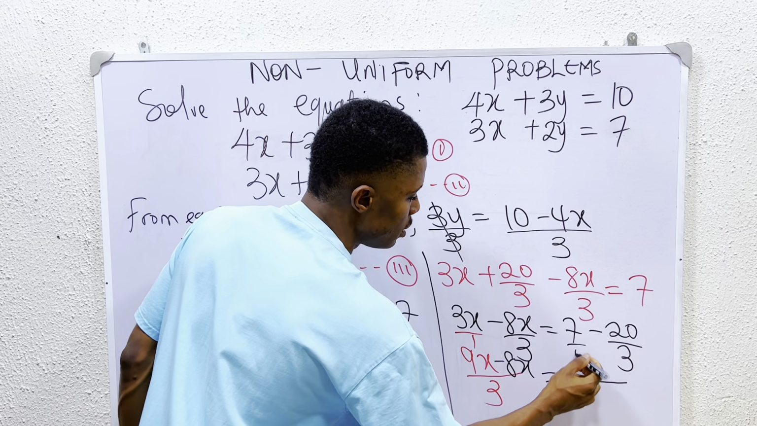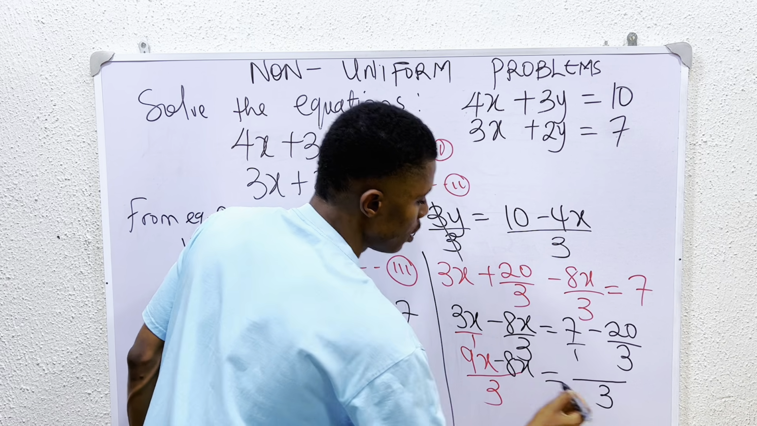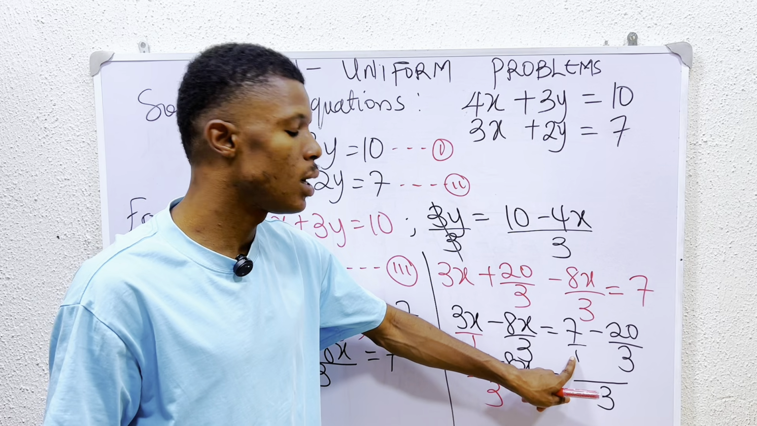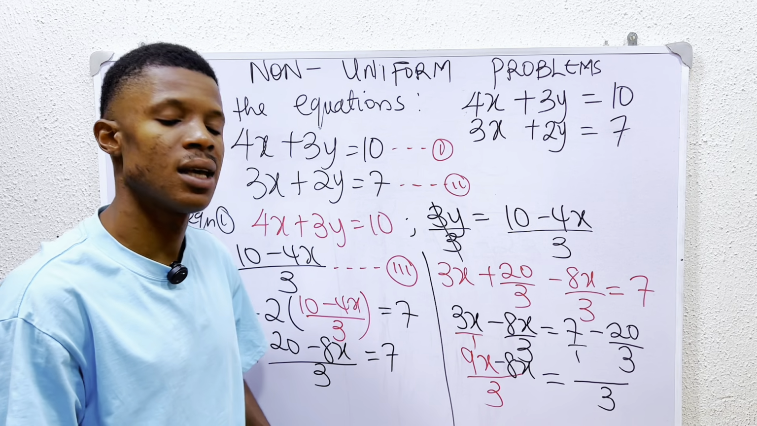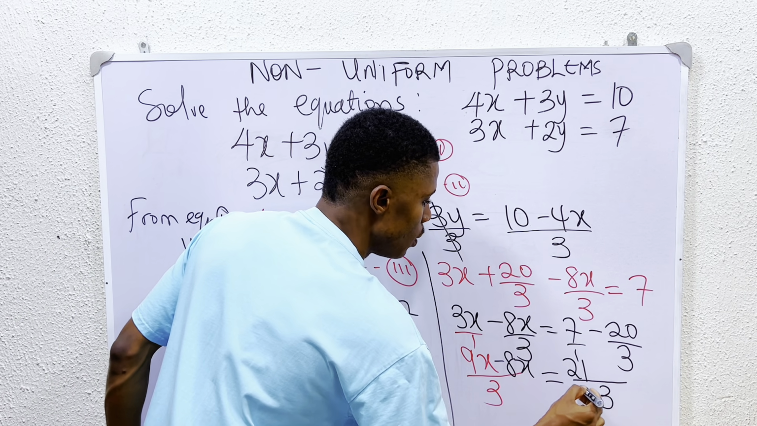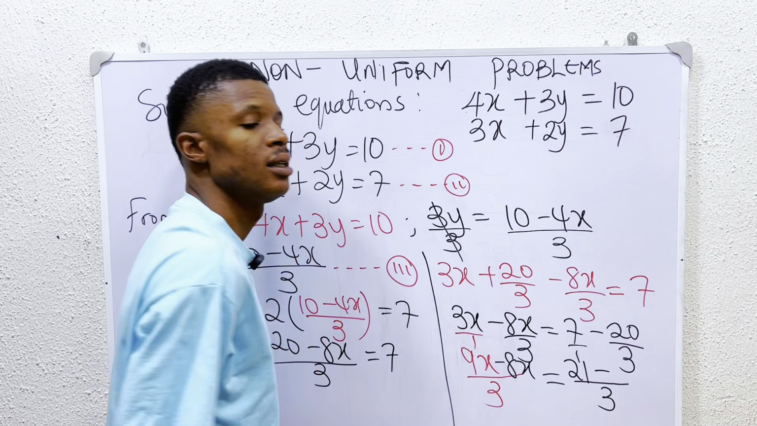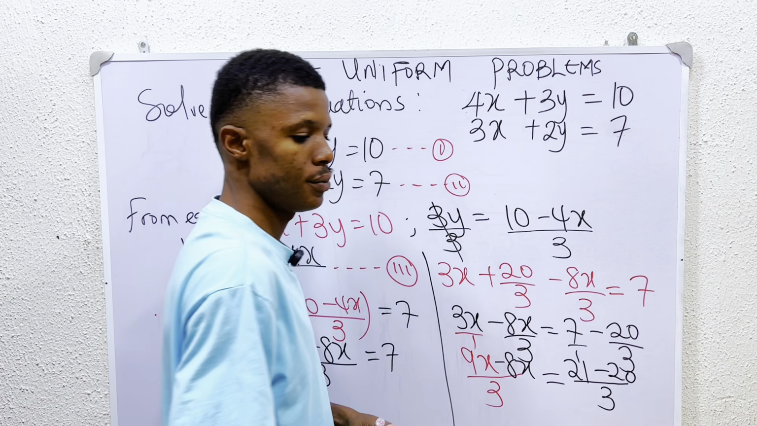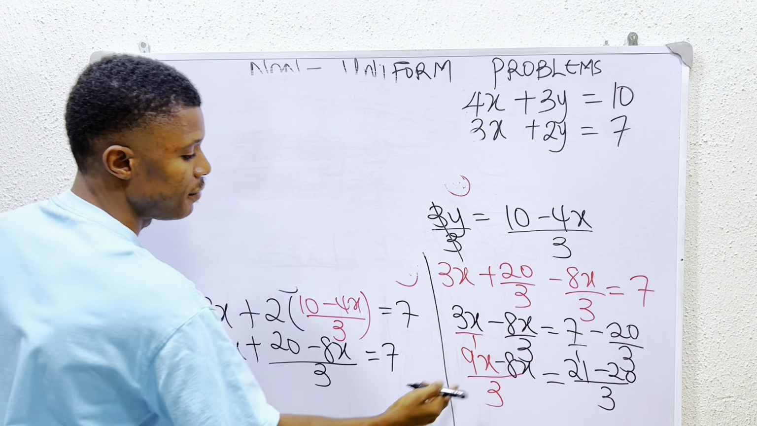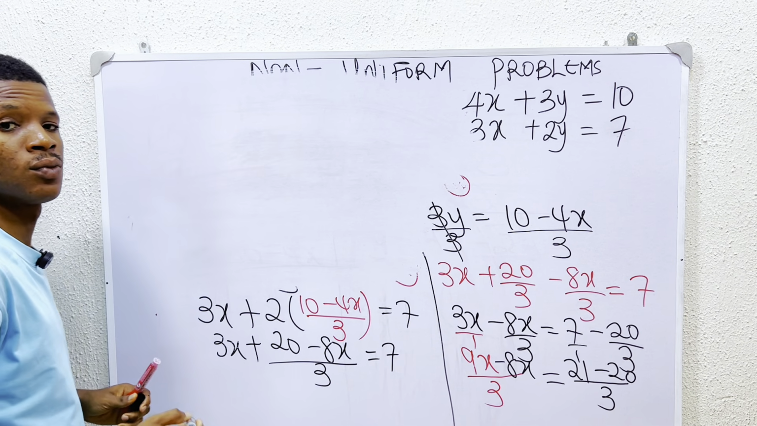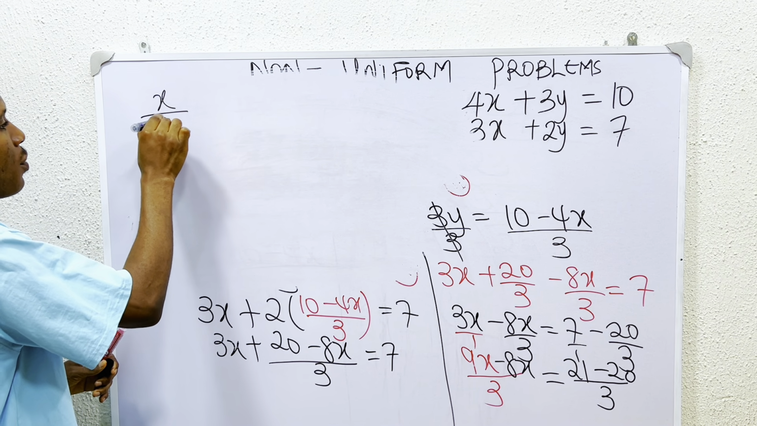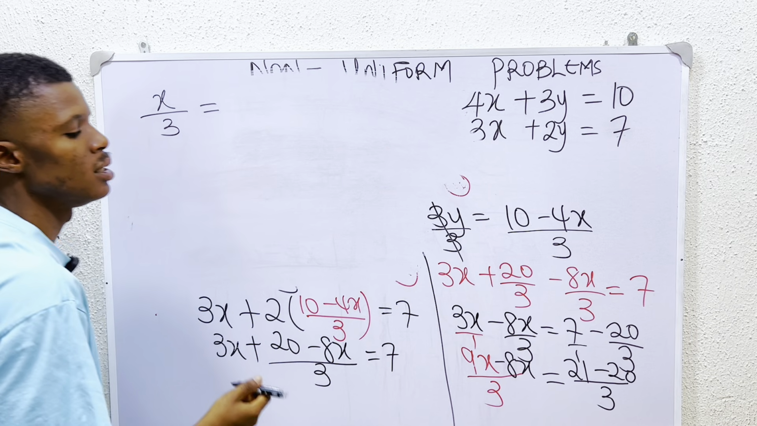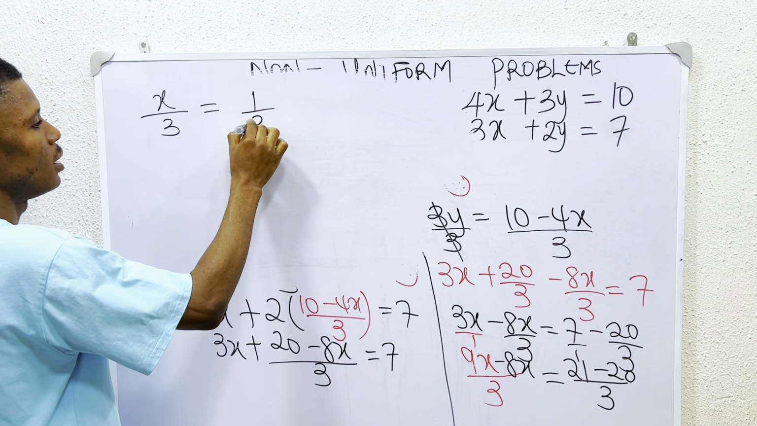And that's equal to, the same thing is applied here. We use the common denominator of 3, because the LCM here is 3. So 3 divides 1 is 3, and 3 times 7 is 21. So we have 21 minus, 3 divided by 3 is 1, 1 times 20 is 20. So you have minus 20. We have 9x minus 8x, which is basically x. So we have x over 3, and that's equal to 21 minus 20, which is 1. So you have 1 over 3.